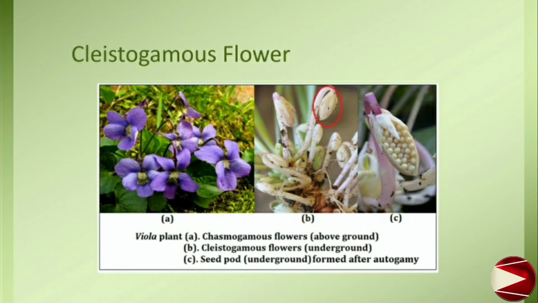Another type is chasmogamous flower, which grows at aerial parts of the plant above the ground with exposed anther and stigma. Here cleistogamy is really advantageous in maintaining pure line of varieties.